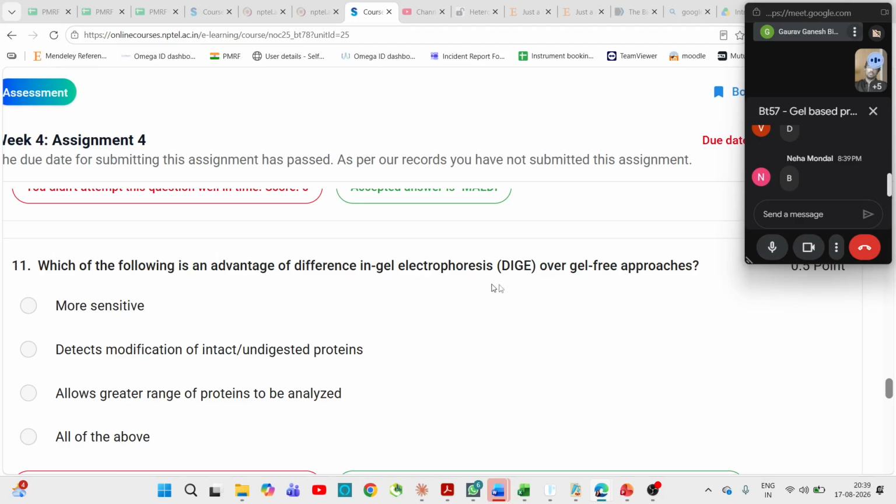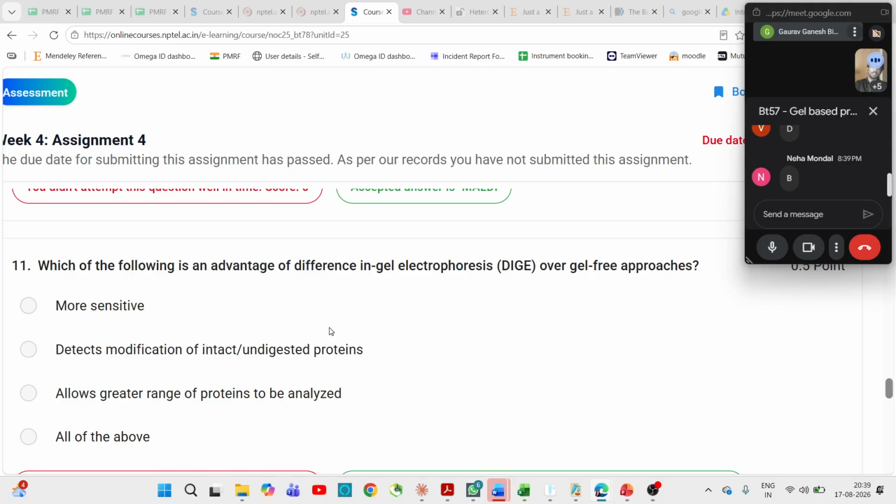Although, regarding gel-free approaches, I talked about it maybe in the week two lecture or something. There are different approaches for proteomics, but we are dealing with only the gel-based one here. So, what are the advantages of this over gel-free ones?